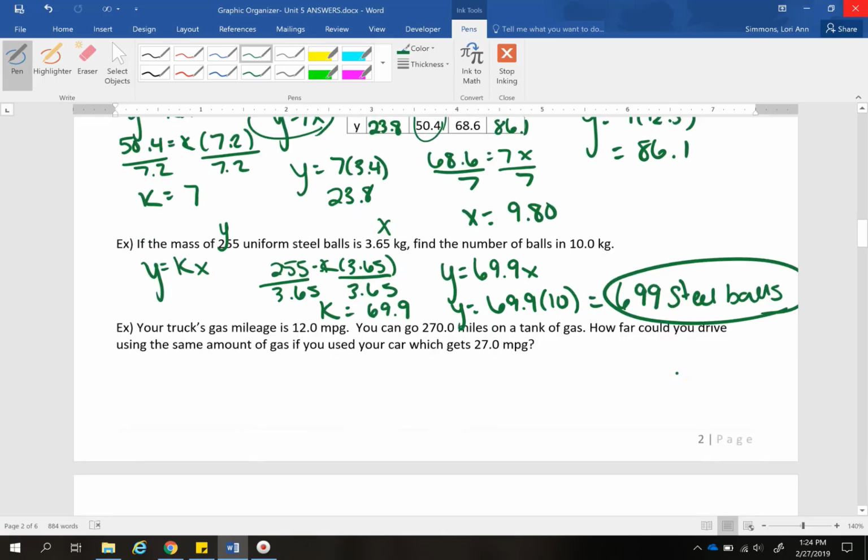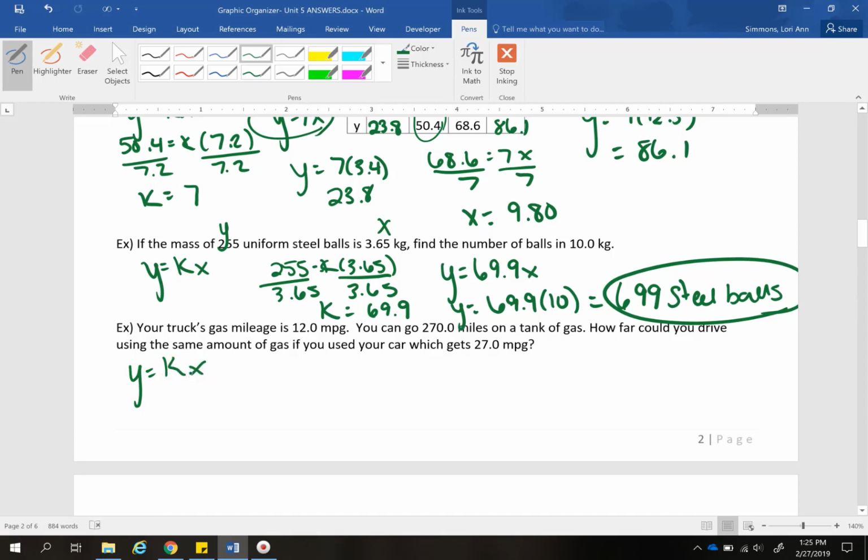Next example, your truck's gas mileage is 12 miles per gallon. You can go 270 miles on a tank of gas. How far could you drive using the same amount of gas if you used your car who gets 27 miles per gallon? Okay, we're going to use direct variation because that's what this unit or lesson is about. There are more ways to do all of these, but I'm going to keep it consistent with the direct variation.